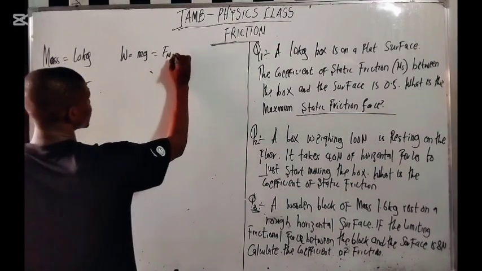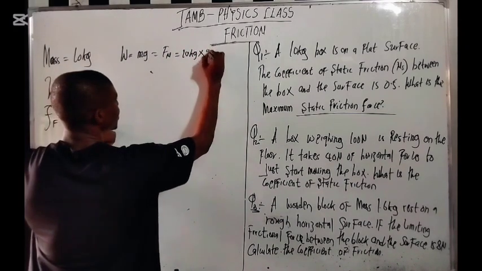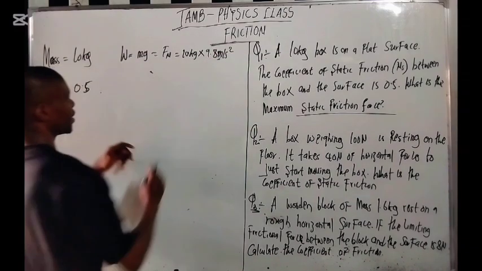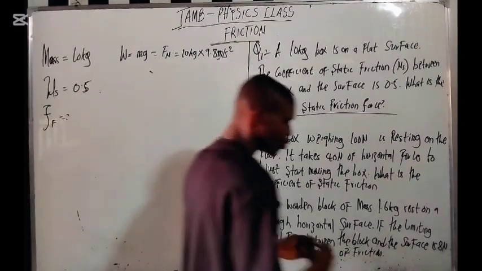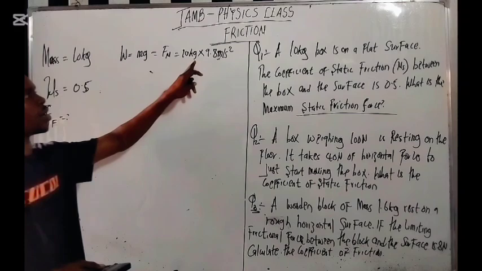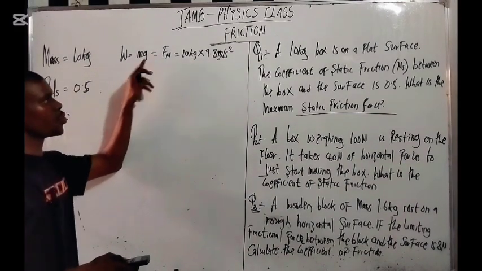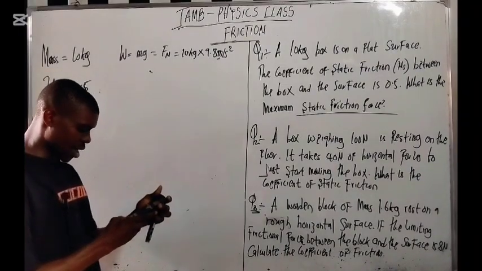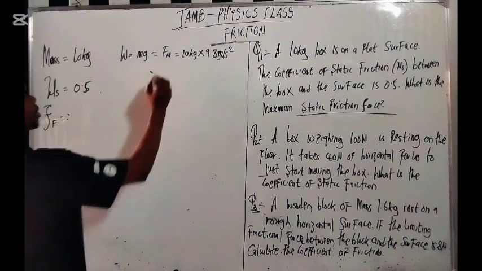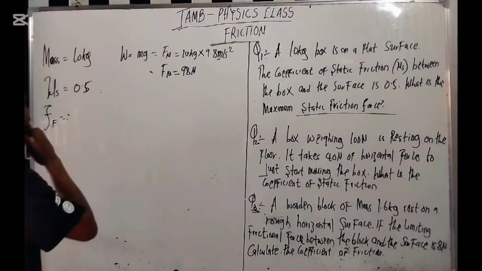So to calculate the normal force now, you have 10 kg times 9.8 meter per second square. Remember, you have to convert mass to weight by multiplying by g, the acceleration due to gravity. We got 9.8 meter per second square. So 10 times 9.8, here we have 98. So my normal force here is going to be 98 Newton.